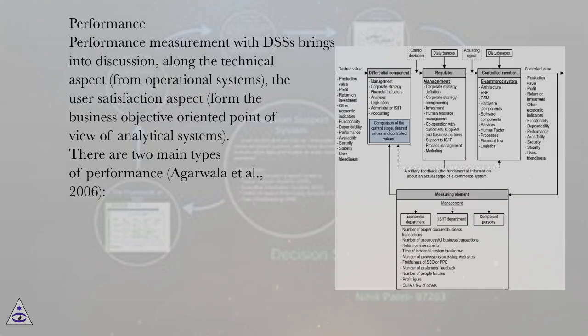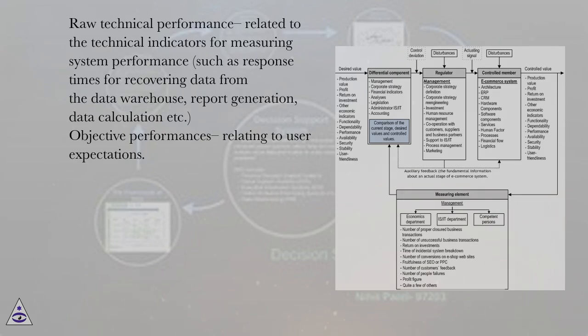Performance measurement with DSSs brings into discussion, along the technical aspect from operational systems, the user satisfaction aspect, from the business objective-oriented point of view of analytical systems. There are two main types of performance, Agarwala et al., 2006. Raw technical performance relates to the technical indicators for measuring system performance, such as response times for recovering data from the data warehouse, report generation, data calculation etc.